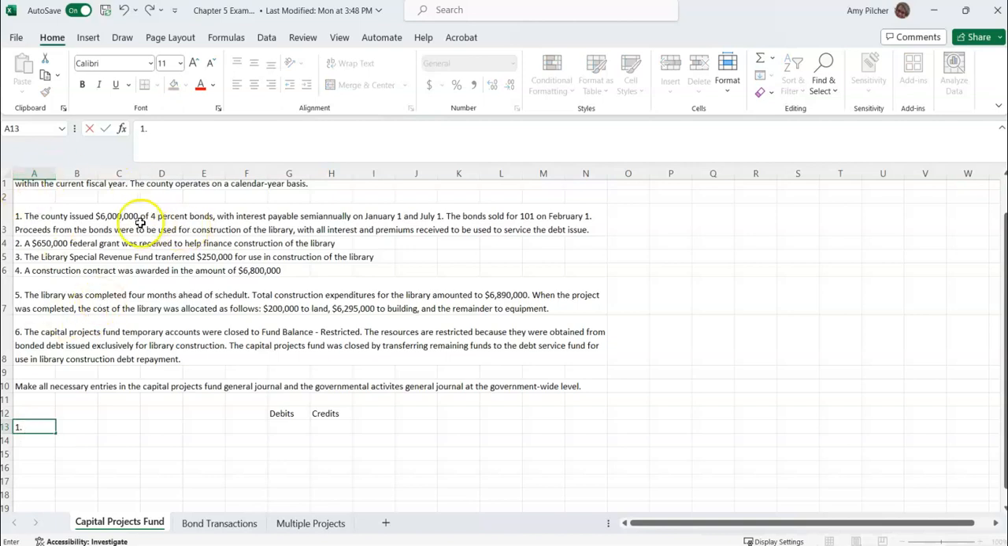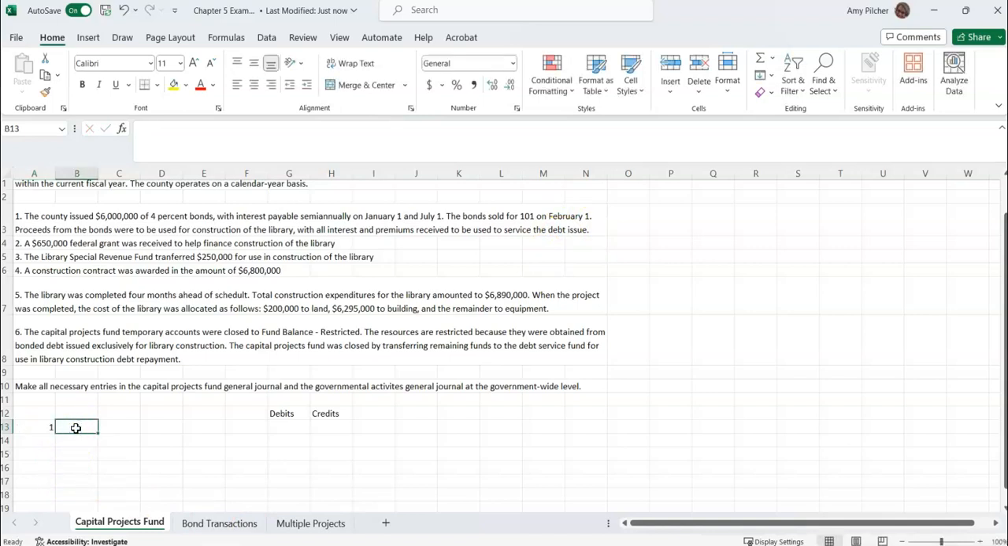So we have the county issued $6 million of 4% bonds with interest payable semi-annually. The bonds sold for 101, a premium, on February 1st, and proceeds from the bonds were to be used for construction of the library, with all premiums received to be used to service the debt issue. We're going to be talking about debt service funds in Chapter 6.